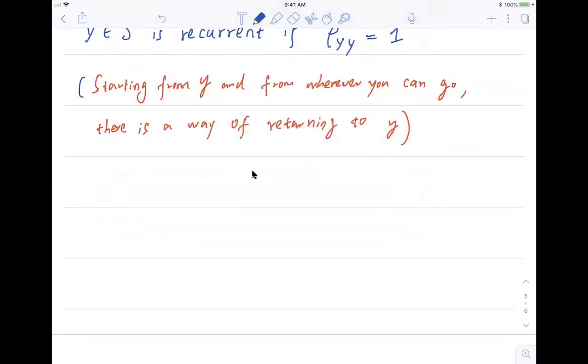So we need to write several corollaries. Let's write several. Okay, if y is recurrent, it means rho_yy equals 1, by the previous result. So what I get by the result is this result.